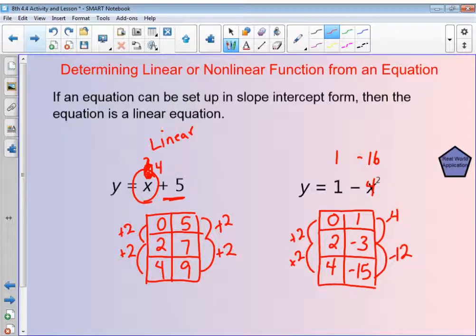So when we're looking at an equation, as long as it's in a y equals with an x and a plus or minus something, then it would be considered linear. As soon as they start changing part of that equation, it will no longer be linear. Okay, as you get older, you also work with absolute values. So as soon as they throw in an absolute value, it's no longer linear.